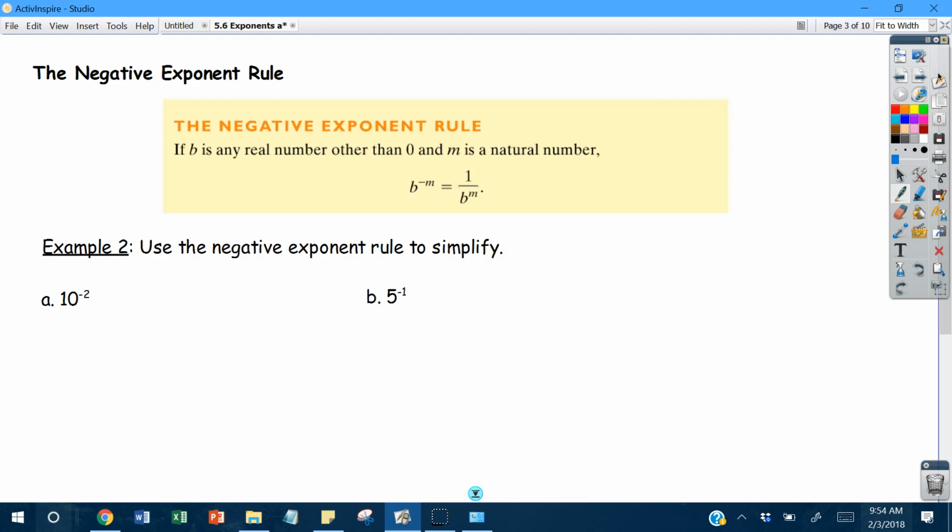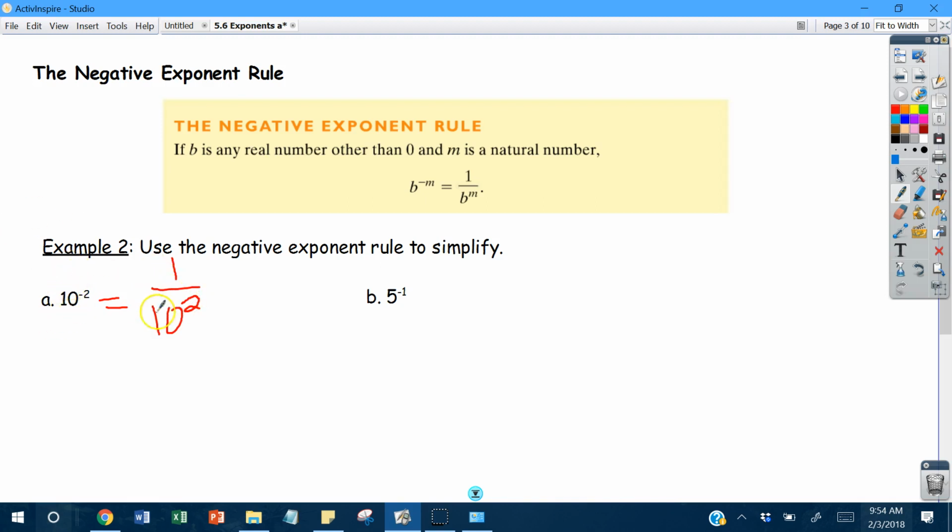We also have the negative exponent rule, which says that if you have some number, a base to a negative exponent, that's the same thing as writing that number as 1 over the base to the positive exponent. So in this case, we have 10 to the negative 2. We can write that as 1 divided by 10 to the second power. So that's what the negative exponent means.